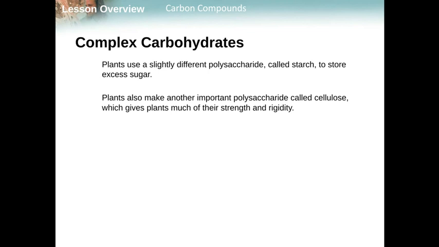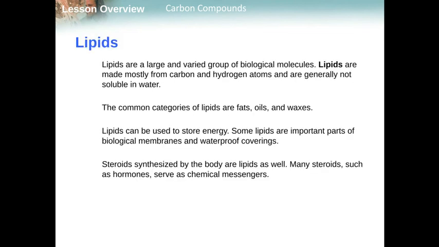Now, cellulose will form this long, stringy material. So if any of you like celery and peanut butter, the strings that are on a celery stalk or the strings that are on an ear of corn, that is actually going to be cellulose.